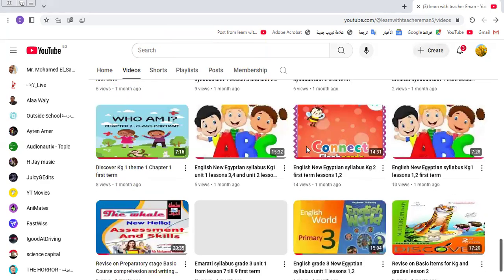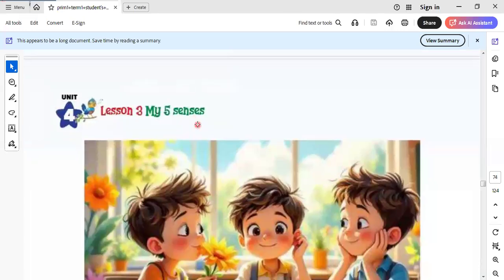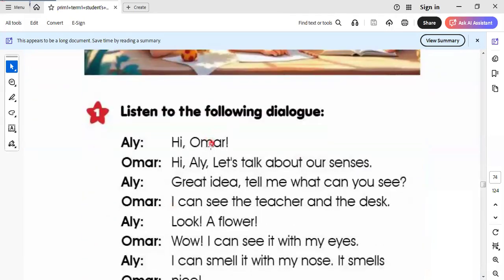Let's go to our lesson today. Today, we will resume Unit 4, lesson 3. Here it is "My Five Senses." So here we talk about senses. Let's read the dialogue and know more about senses.